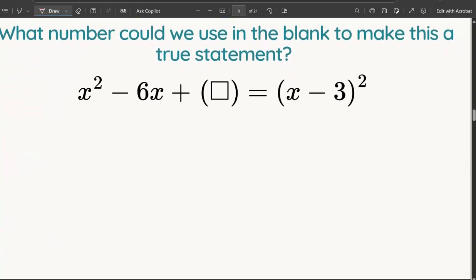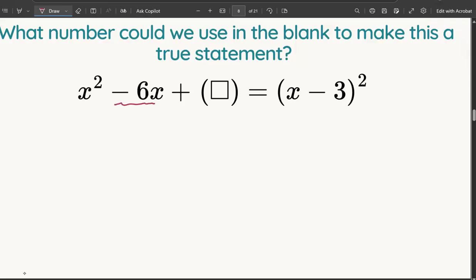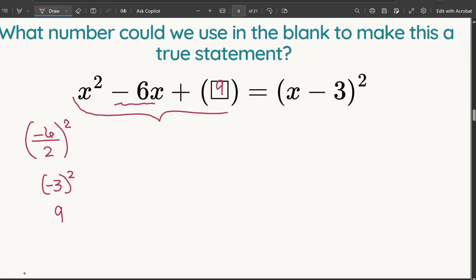Okay, so here, how could I make this one true? Well, if I take half the middle term and square it, -6 divided by 2 is -3, and -3 squared is 9. And so what this is enabling us to do is write this as x minus 3 squared. And then we have a true statement.